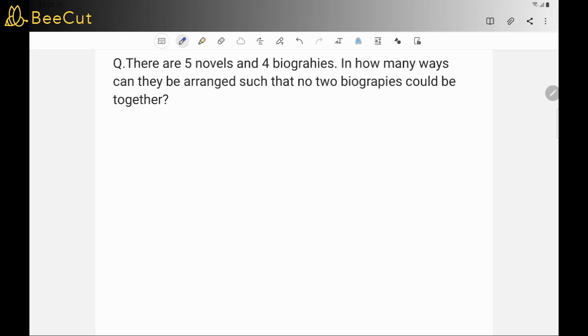Now let us look at this question. Third question. It states that there are 5 novels and 4 biographies. In how many ways can they be arranged such that no 2 biographies could be together? Now what I shall do is, I shall place the novels first. Assume that this is novel 1, novel 2, novel 3, novel 4 and novel 5. I have placed these novels.